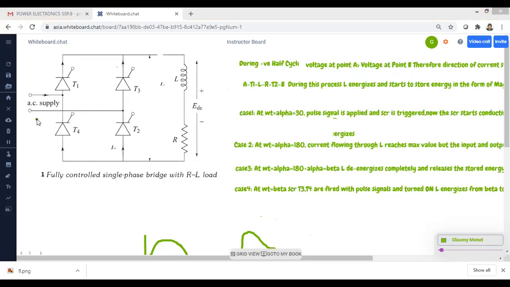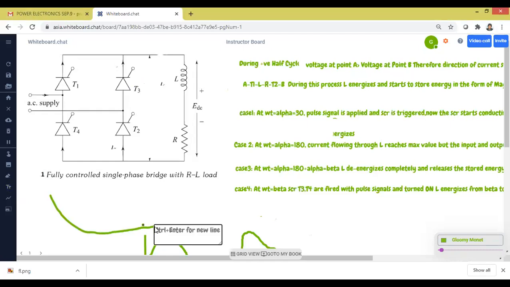flows where? I'll just write it. Can anyone tell me what the direction is during the negative half cycle? From where does the current start? Current starts from point B, B to T3, T3 to load, and from load to T4, T4 to A. Now let us go back to the animation, then I'll get back to this one.